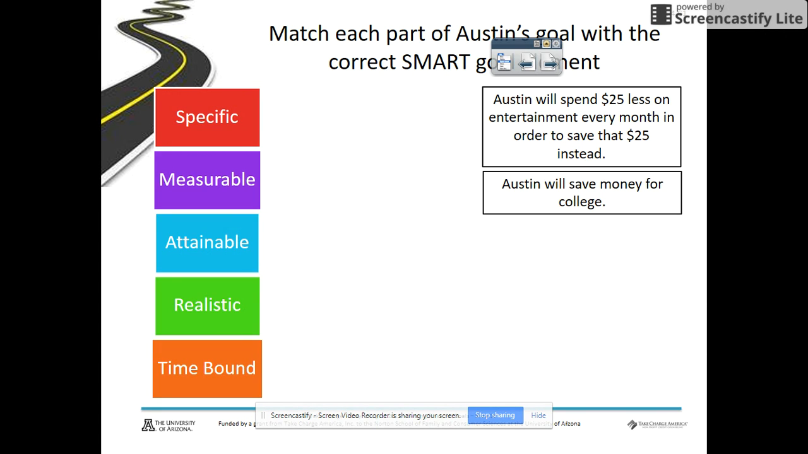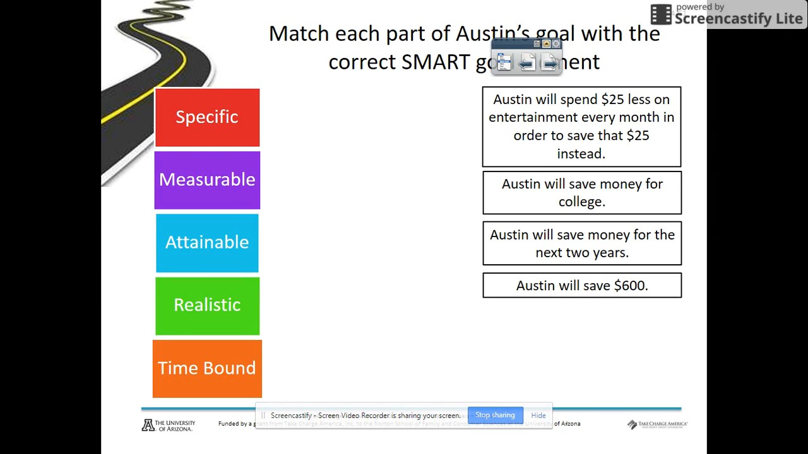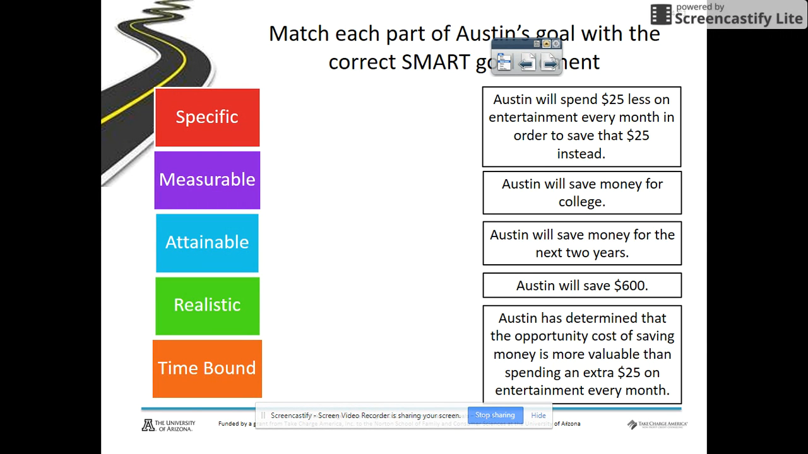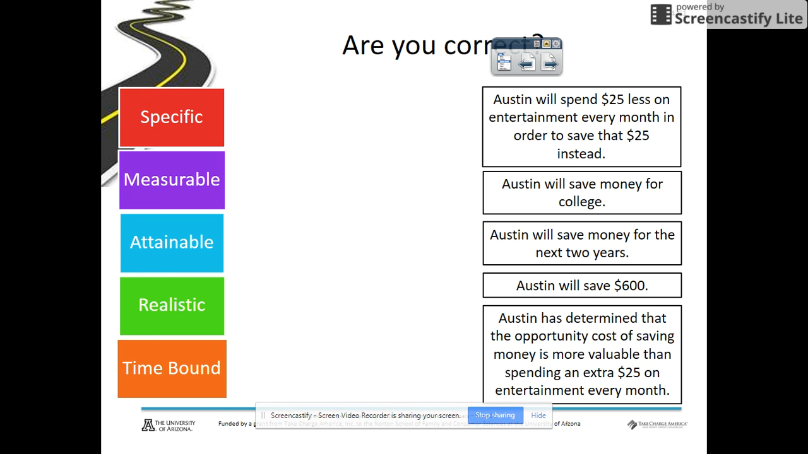Okay. Austin will save money for college. Which part of the SMART goal is that? Austin will save money for the next 2 years. Austin will save $600. Austin has determined that the opportunity cost of saving money is more valuable than spending an extra $25 on entertainment every month. So we're going to take these 5 parts and classify them to see which is specific, measurable, attainable, realistic, or time bound.